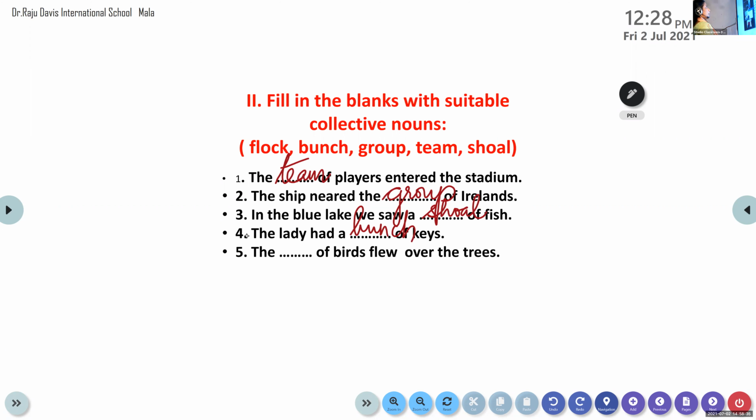So with that, we are going to wind up today's session. The dash of birds. What is that? Flock. Yes, the flock of birds flew over the tree. So this is what you have to do. Okay, so we have completed worksheet 3.